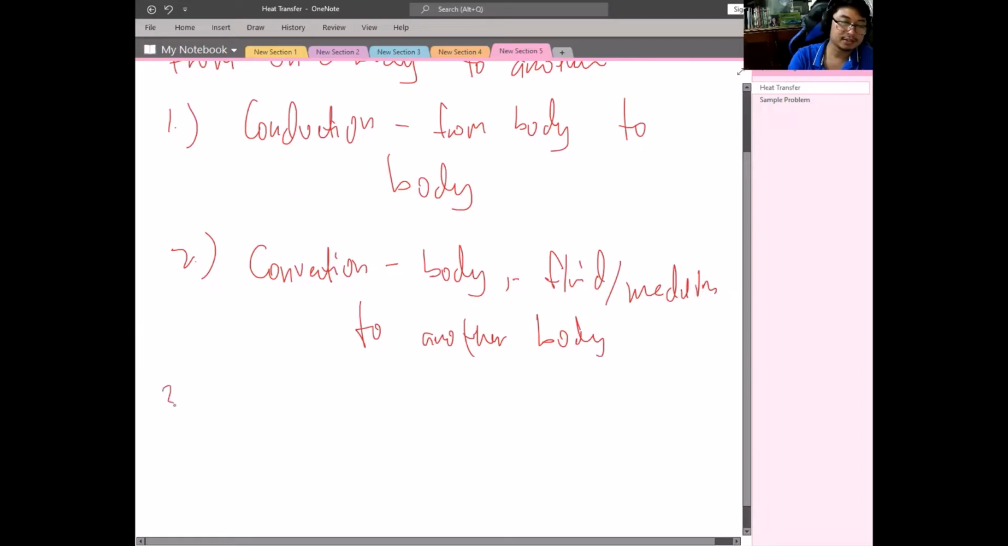And lastly, the last heat transfer is radiation, in which the heat is transferred between bodies by electromagnetic waves.